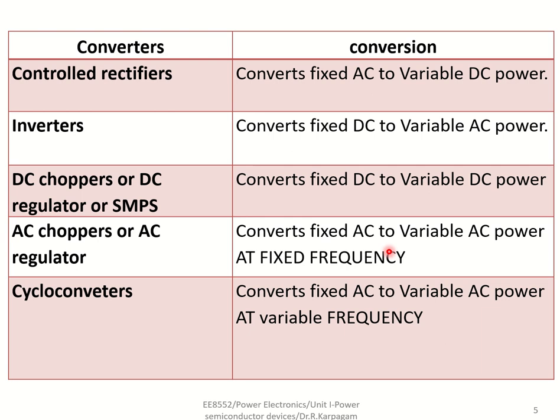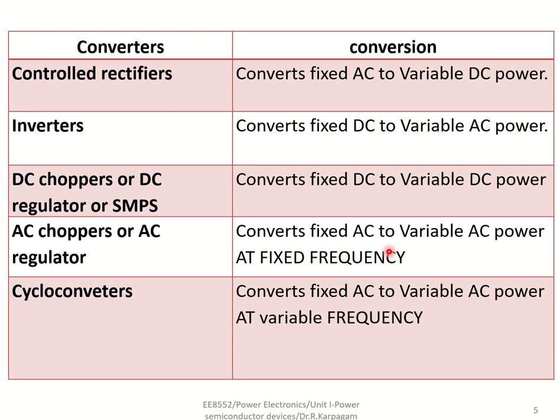Inverters convert fixed DC power to variable AC power. Here variable AC power is obtained by controlling the duty cycle of semiconducting devices. The DC choppers convert a fixed DC power to variable DC power. Here the variable DC power is obtained by controlling the duty cycle of semiconducting devices.